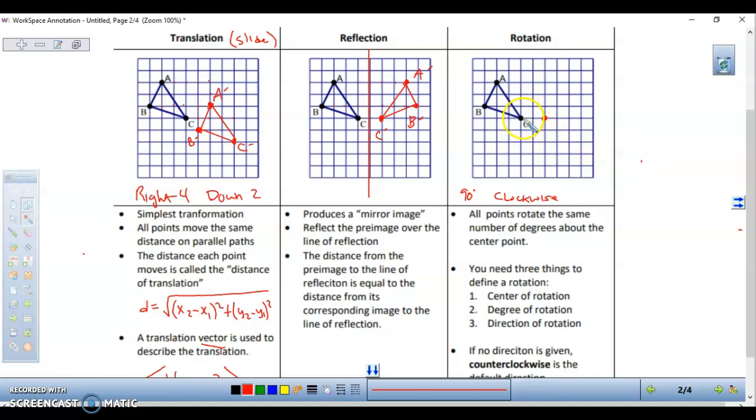So, for instance, if from C to my center of rotation is a horizontal line of 2, then C prime will be on the vertical line that's 2 away. So here's C prime. I rotated it 90 degrees clockwise.